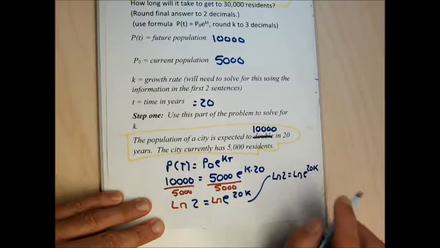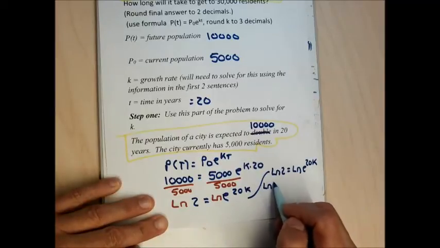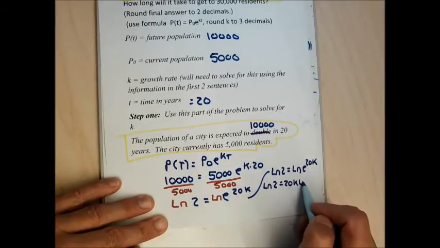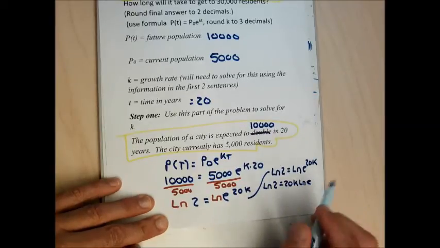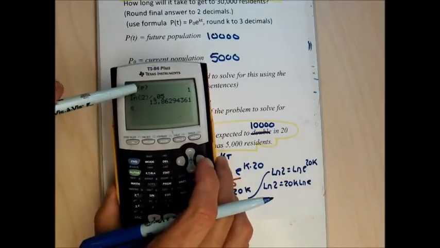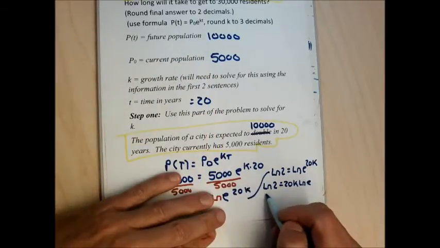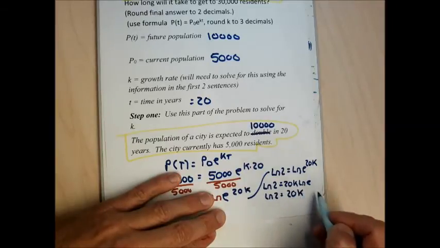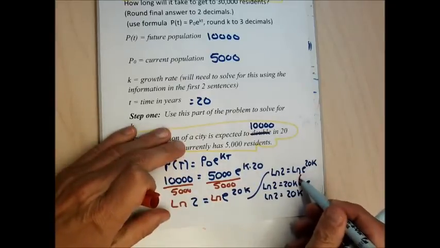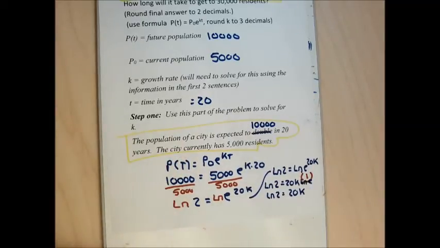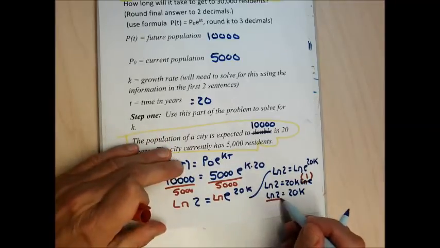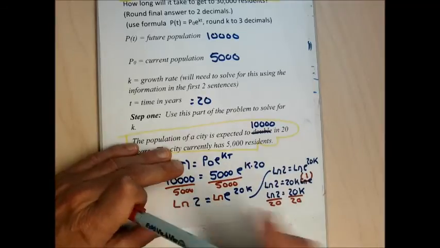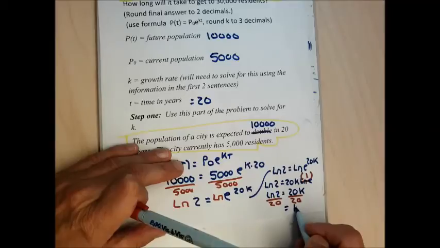I'm going to bring the 20k out front and make it a coefficient on the right-hand side, which is going to give me the natural log of 2 equals 20k times the natural log of e. The natural log of e is equal to 1. So the right-hand side is 20k times 1, and 20k times 1 is just 20k. And now I'm going to divide by 20 to solve for k. On the right-hand side, when I divide by 20, the 20s cancel, I'm left with the k.